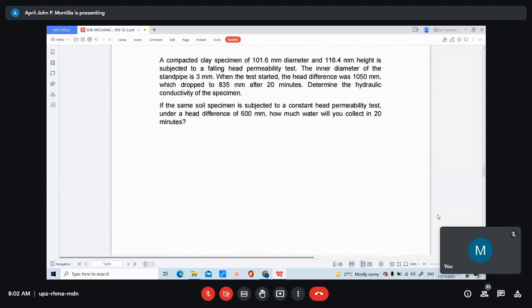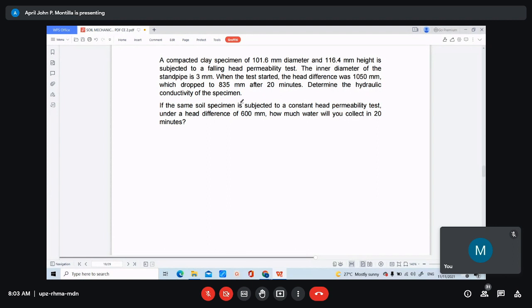We have here a compacted clay specimen of 101.6 millimeters diameter and 116.4 millimeters height is subjected to a falling head permeability test. The inner diameter of the standpipe is 3 millimeters. When the test started, the head difference was 1050 mm, which dropped to 835 millimeter after 20 minutes. Determine the hydraulic conductivity of the specimen. If the same soil specimen is subjected to a constant head permeability test under a head difference of 600 mm, how much water will you collect in 20 minutes?